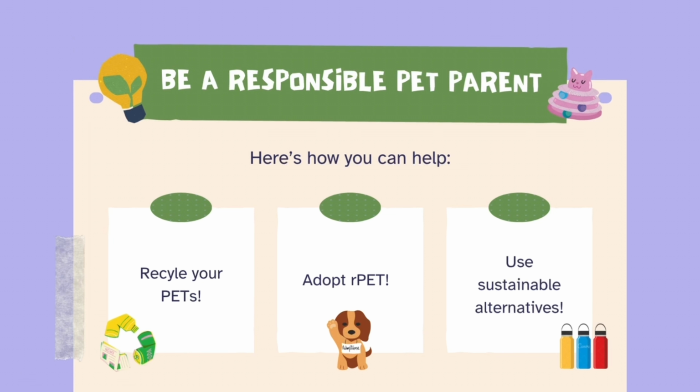So are you ready to be a responsible pet parent? Here's how you can help. Number 1, recycle your pets. Number 2, adopt our pet or recycled PET by looking for packaging labeled 100% recycled plastic. And 3, reduce PET waste by using refillable water bottles and sustainable alternatives.